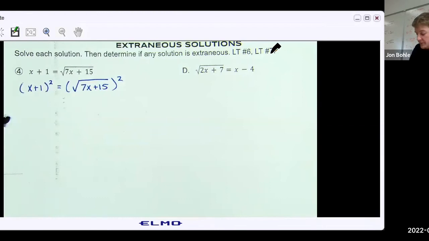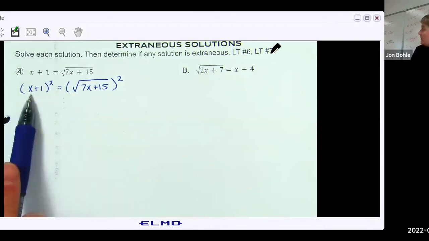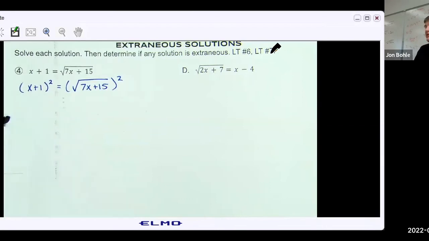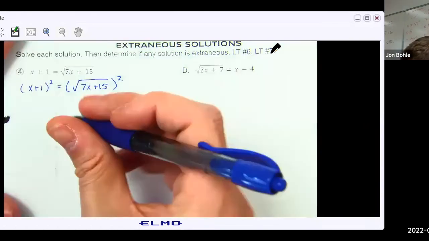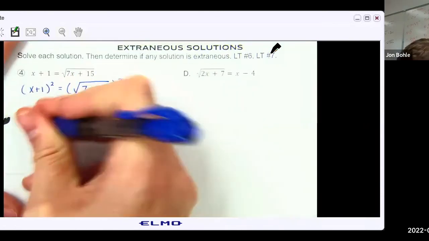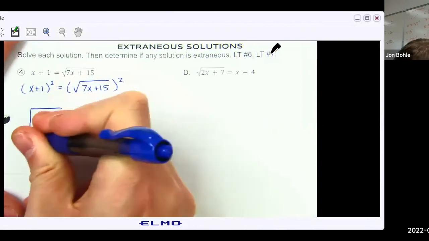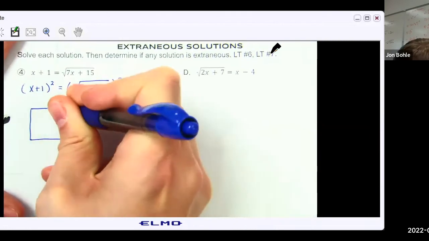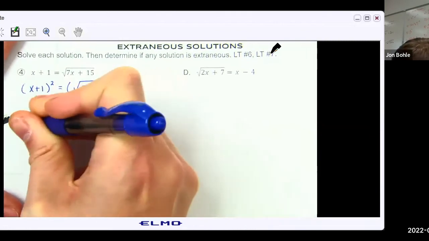Now, here, x plus 1 squared means x plus 1 times x plus 1. Now, I know most of you are going to want to go get Pascal's triangle out and expand that binomial that way. But for those who are not interested in it, it is a-okay to use your box method of multiplication and just go x plus 1 times x plus 1.